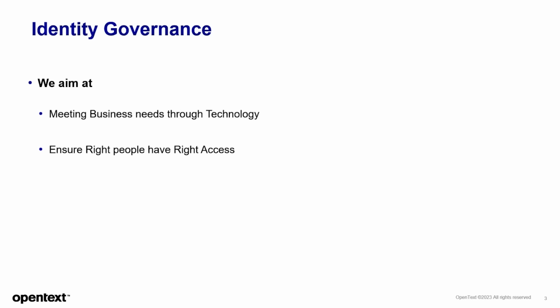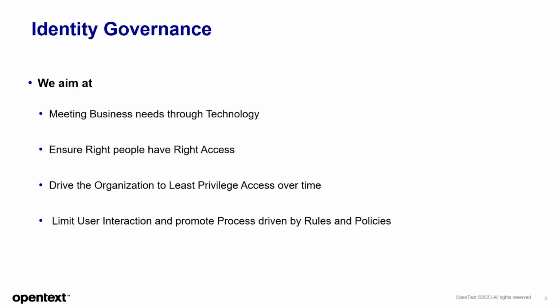Now, let's look at what we aim to achieve in identity governance. We aim at meeting business needs through technology. We want to ensure that the right people have the right access, not more, not less. We want to drive the organization to least privilege access over time. We want to limit the user interaction and promote process driven by rules and policies.